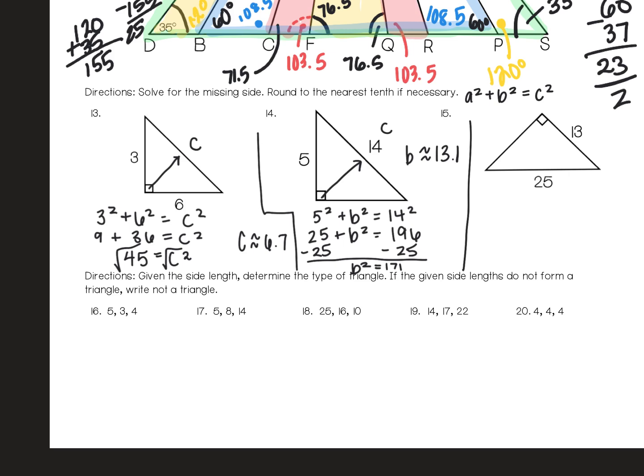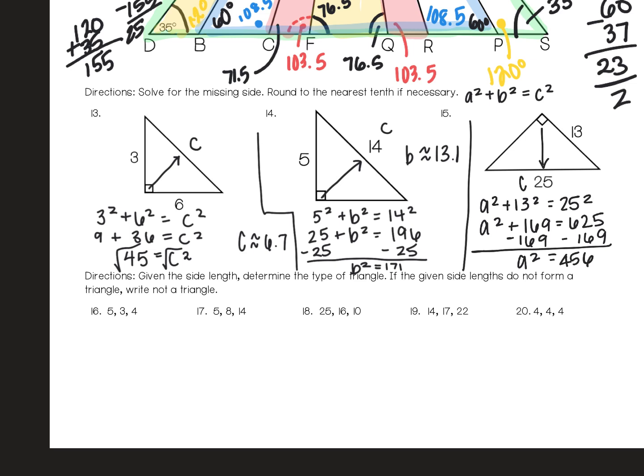On this last one, c is across from the right angle. Again, a and b can kind of be interchanged, so a squared plus 13 squared equals 25 squared. a squared plus 169 equals 625. Subtract 169 from both sides, and a squared equals 456. And then I take the square root of both sides, and I end up with a equals 21.4.